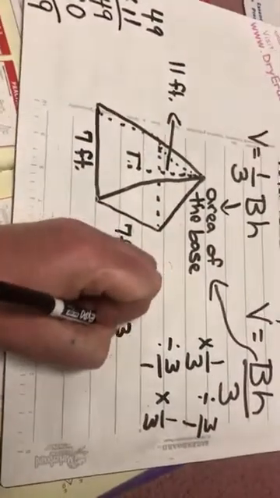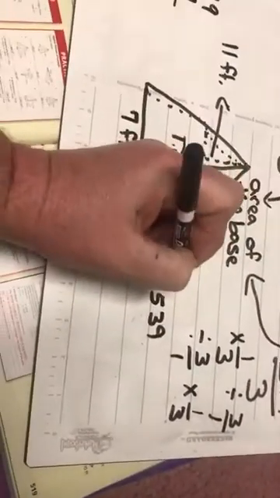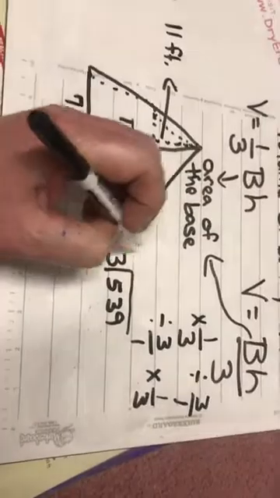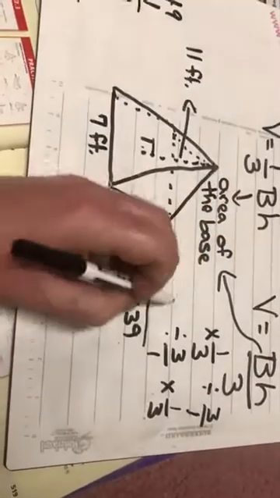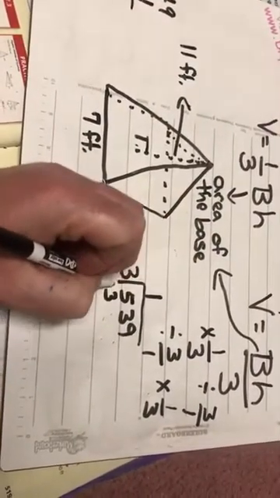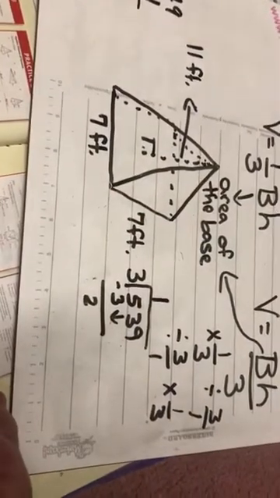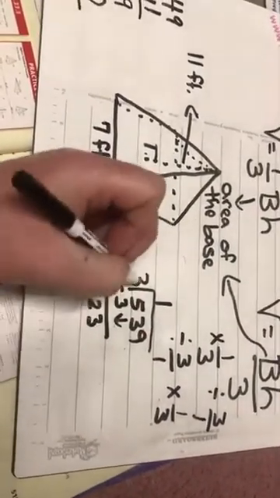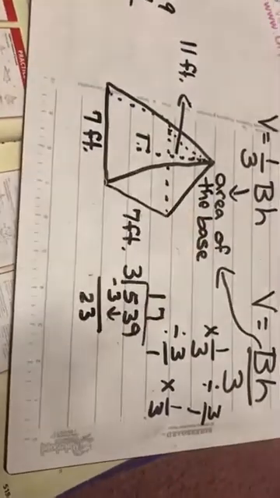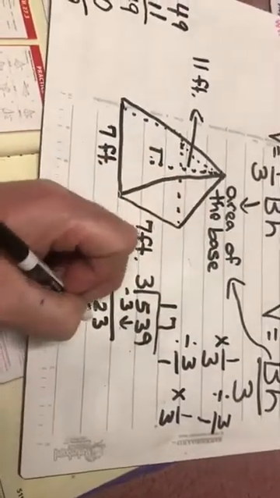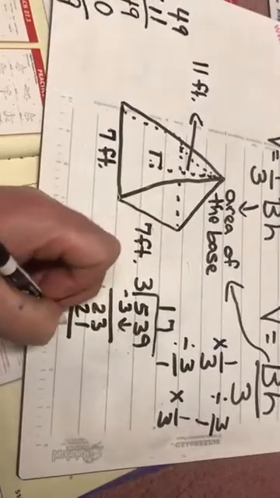Okay? So I've got to take 539 and divide it by 3. So I'm going to come over here and do that. 539, and divide that by 3. 3 can go into 5 one time. 1 times 3 is 3. 5 minus 3 is 2. Bring the 3 down. 3 can go into 23 7 times. 7 times 3 is 21. 23 minus 21 is 2.